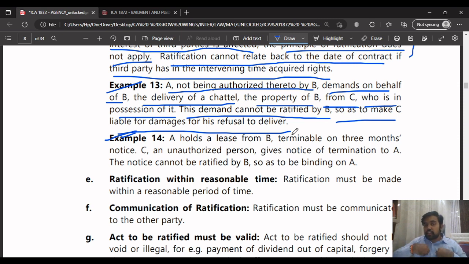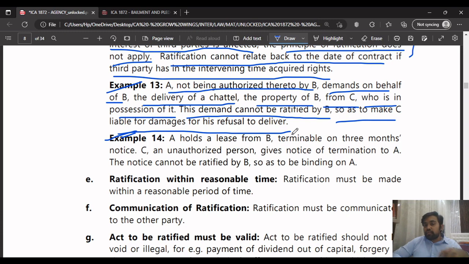What happened is there is an agent who does not have the authority of his principal and went and demanded the property of his principal, on his behalf without any authorization, for delivery of the property from C, the third person who is in possession of it. This demand cannot be ratified by B, means the principal cannot ratify it so as to make C liable for damages for his refusal to deliver.